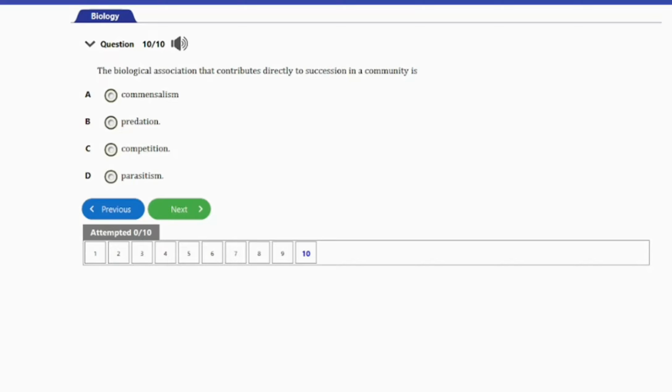So question number 10 here says, the biological association that contributes directly to succession in a community is A. Commensalism, B. Predation, C. Competition, D. Parasitism. So guys, the answer to this question is competition. So in competition in the environment, the organisms that are less likely to survive in the environment get to die off, while the ones that are most suited for such environments get to take over the environment. So that's it for that question, guys.